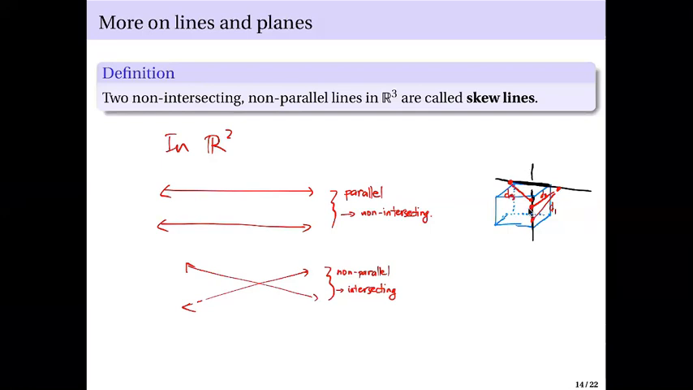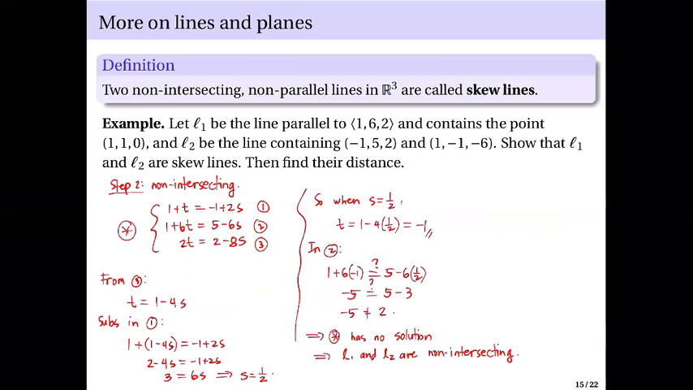So you collect all possible pairings of one point on this vertical line and another point on this line. You get the distance between those pairs, and you find the shortest distance. That will be called the distance between skew lines. So that's the illustration. Let's go back to this.